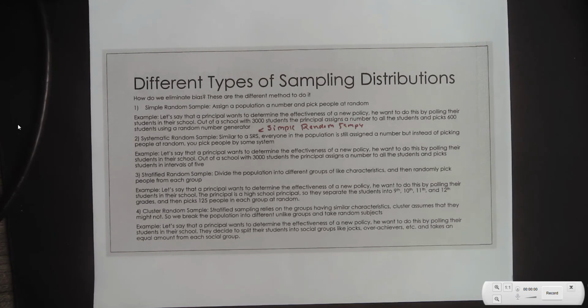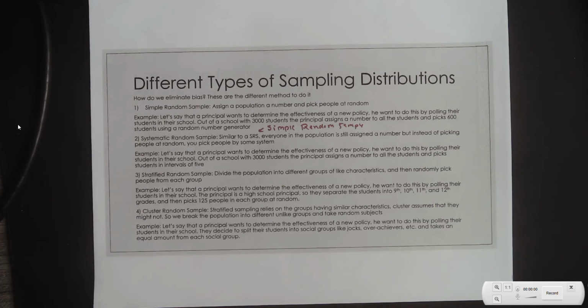It's very systematic. So let's say that a principal wants to determine the effectiveness of a new policy. He wants to do this by polling the students in their school. Out of a school with 3,000 students, the principal assigns a number to all the students and picks students in intervals of 5. That is systematic. He's systematically picking in intervals of 5.